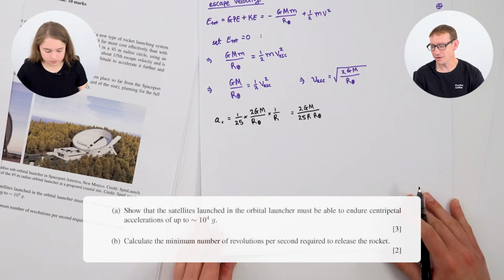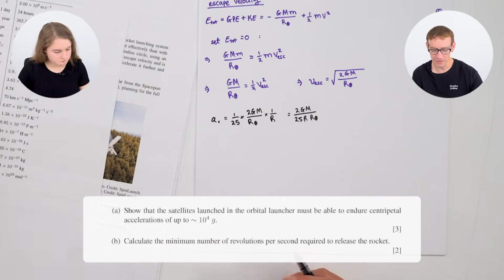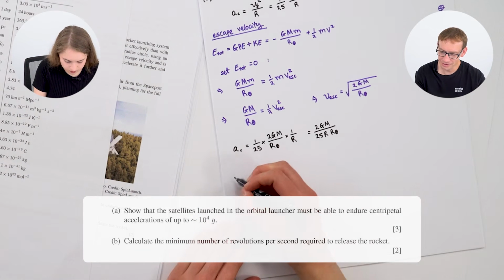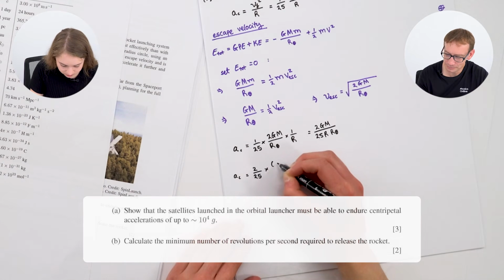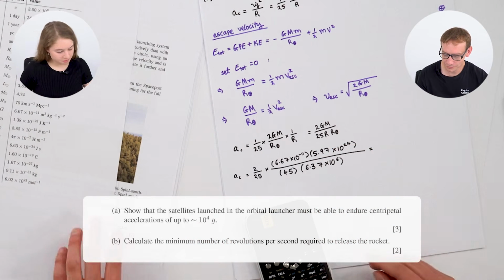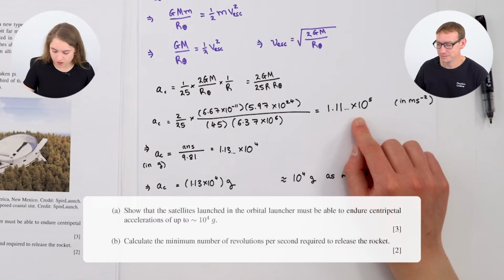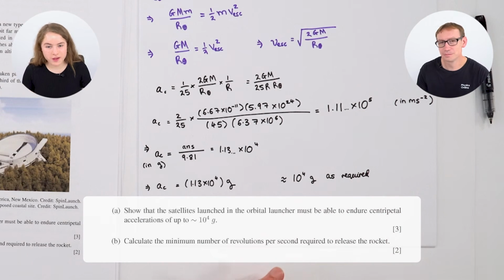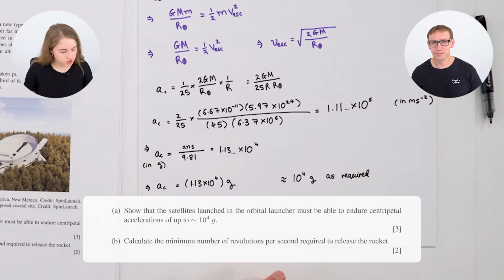Okay, and I guess we know the value of G. It's just the gravitational constant. We've got M, the mass of the Earth, which is here. Okay, let's put the numbers in. G, I believe, is 6.67 times 10 to the minus 11. And our result is kind of promising because the question has asked us to show that the satellites must be able to endure centripetal accelerations of about 10,000 times g. Putting our numbers in, we've got about 1.11 times 10 to the 5 meters per second squared as our acceleration.